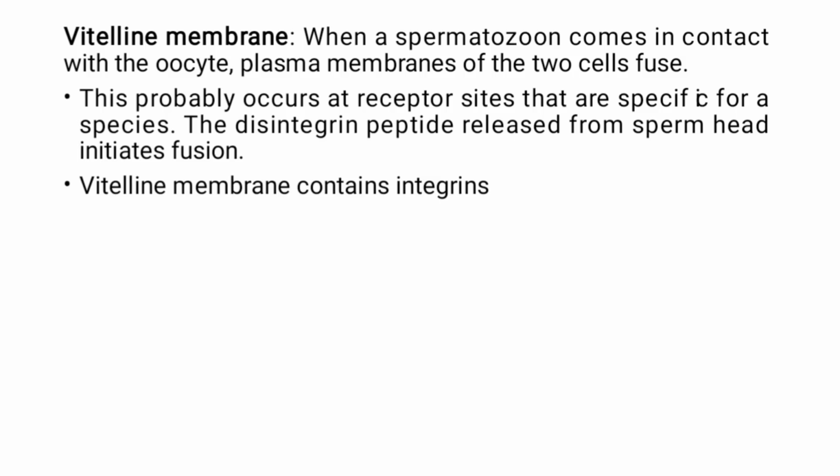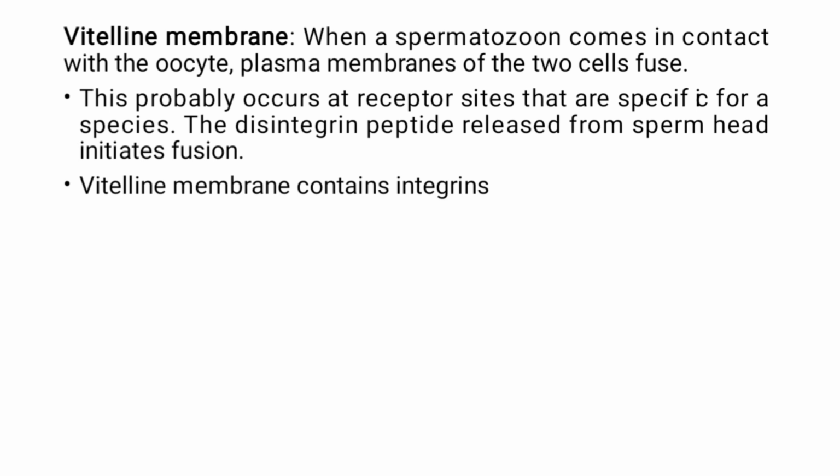Now the vitelline membrane: when a spermatozoon comes in contact with the oocyte, the plasma membranes of the two cells fuse. The plasma membrane of the spermatozoon and the oocyte fuse together. This probably occurs at receptor sites, the ZP3 and ZP2 we've talked about, that are specific for this species.